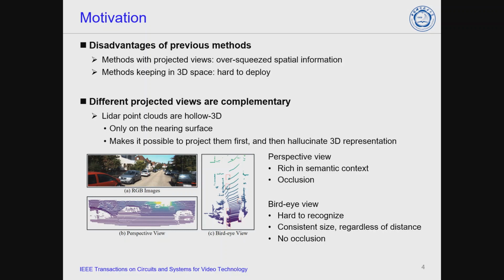The figure C shows the visualization of the bird-eye view. On the contrary, projected points in the bird-eye view are extremely sparse, making it difficult to distinguish the semantic components. But, in this view, the size of objects is consistent regardless of their distance to the ego sensor, and the objects are not likely to overlap with each other. Thus, features extracted from the bird-eye view are applicable to predict the scales and locations of objects.